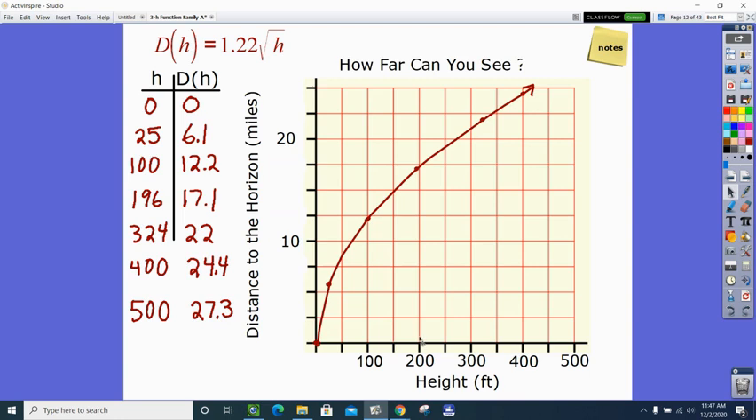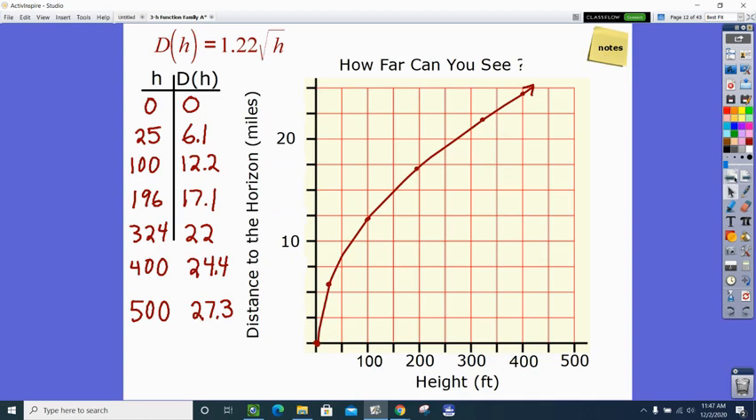And let's look at our domain and range. So the domain is going to go from 0 being on the ground, and it would stop at 500 in this example. And our range would go from 0 that you can't see to the horizon, which, you know, we can see a little bit. But anyway, you wouldn't be able to see a full mile. And then our maximum range would be the 27.3.